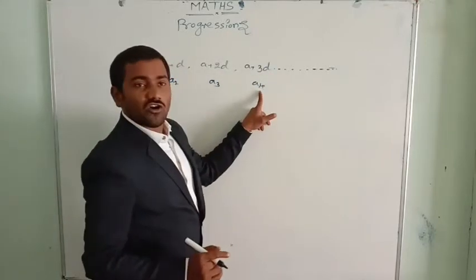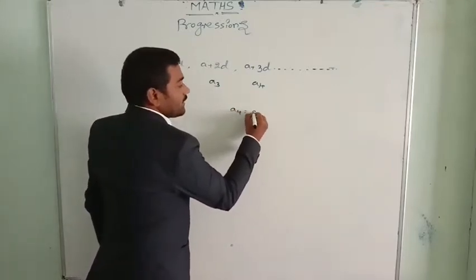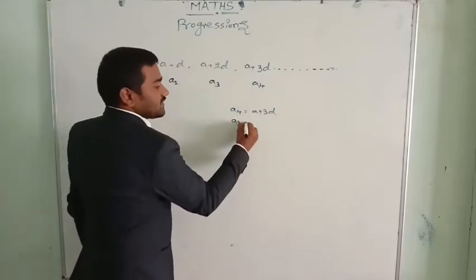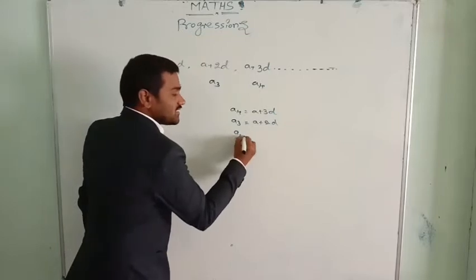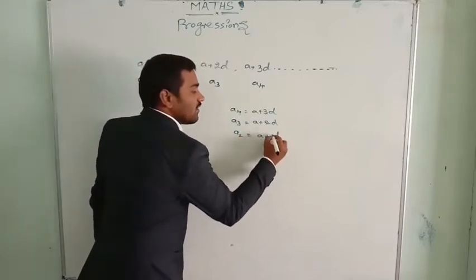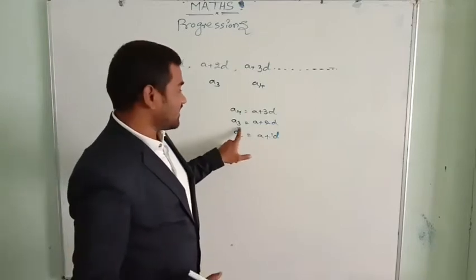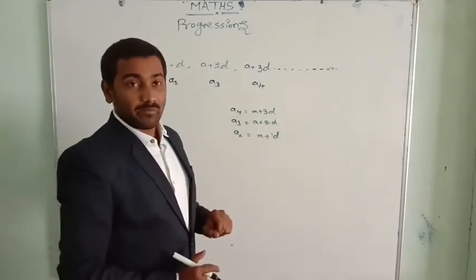So what is the a4 formula? a4 equals a plus 3d. The a3 formula is a plus 2d. The a2 formula is a plus 1d. So a2 equals a plus d, a3 equals a plus 2d, a4 equals a plus 3d.